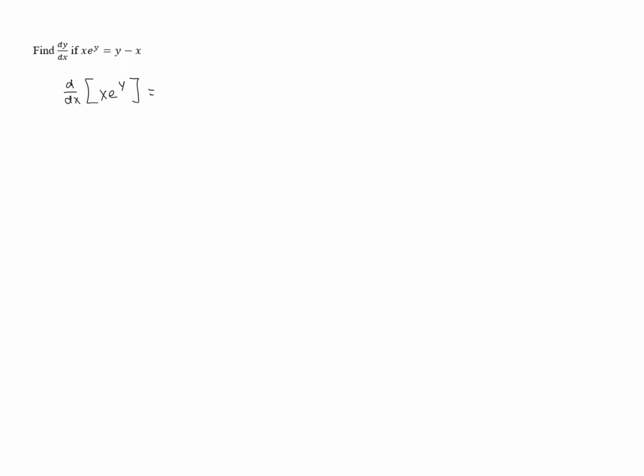Now on the left-hand side, we're going to have to use the product rule. I can already see the right-hand side is going to be a lot simpler. Let's differentiate the left-hand side. We've got the derivative of the first factor, the derivative of x is just 1, times the second, e to the y. And then plus the derivative of the second times the first.